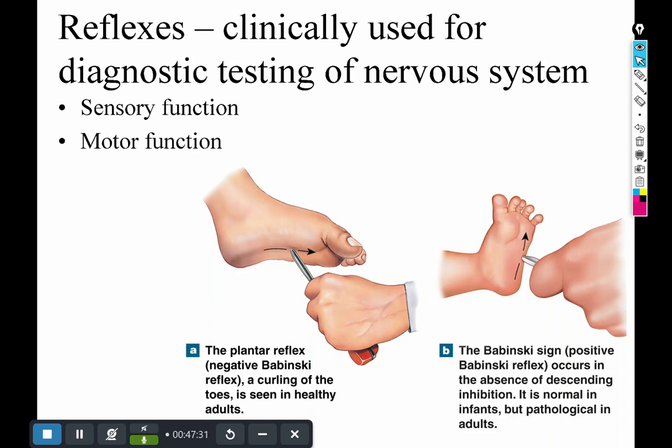And that's because basically descending inhibition is going to create this foot shape. And then in the absence of that, we have the baby Babinski sign, so positive Babinski reflex. And this is just because babies' nervous systems are not wired up all the way, they're not finished when they come out, and this will continue to develop and consolidate over time as the infant develops. So this is totally normal in infants, but pathological, meaning representing a nervous system problem, in adults.